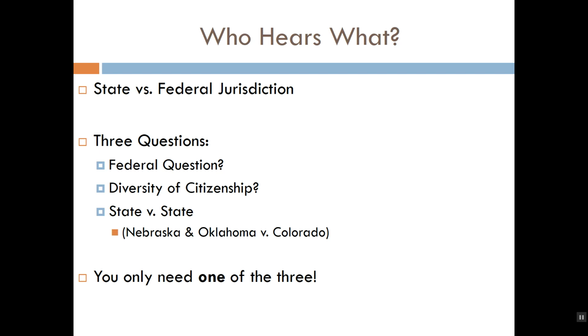So again, to provide a neutral mediator, when we have a diversity of citizenship or a state question or a state versus state lawsuit, we go to federal courts. But if we don't have either of those, the only other way is to have a federal question. Bottom line then, if you have a federal question or a diversity of citizenship or a lawsuit between states, you go to federal court. If you do not have a federal question and you do not have a diversity of citizenship and you do not have a state versus state lawsuit, then you go to a state court. To get to federal court, you only need to answer yes to one of these conditions.